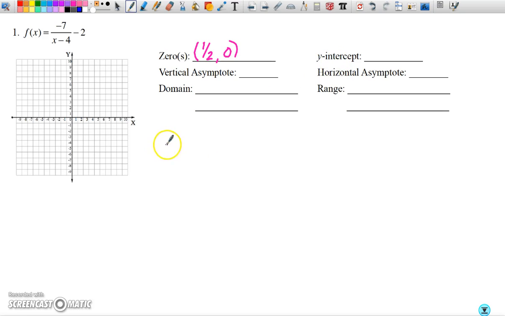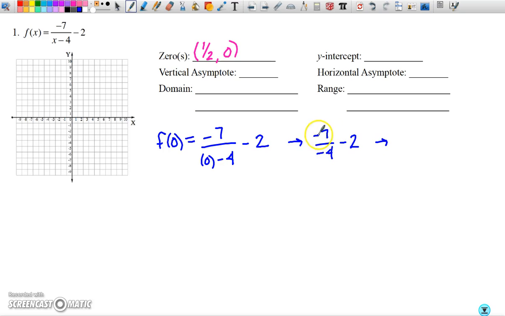All right, now your y-intercept. I'm going to go ahead and do the work down here. Y-intercept is plugging in 0 for x. So we get -7 over 0 minus 4, and then a -2 afterwards. So that comes out to be -7 over -4, and then you subtract 2 from that. Negative over a negative is a positive. And when you do 7 over 4 and subtract 2, you get -1/4. So our y-intercept is (0, -1/4).